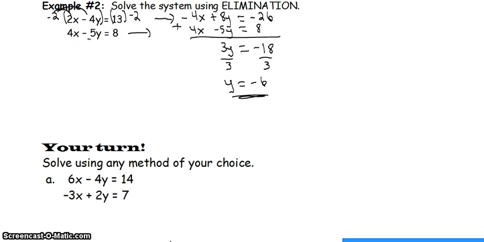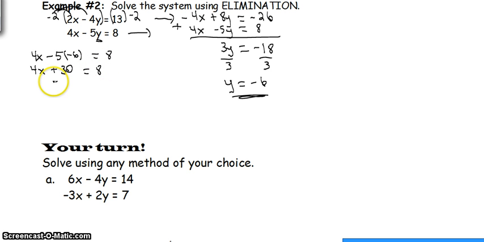All right. So I've got this y right here, and I'm going to replace it with my negative 6. So I have 4x minus 5 times negative 6 equals 8. So 4x. Now here it's negative 5 times negative 6. So plus 30 equals 8.